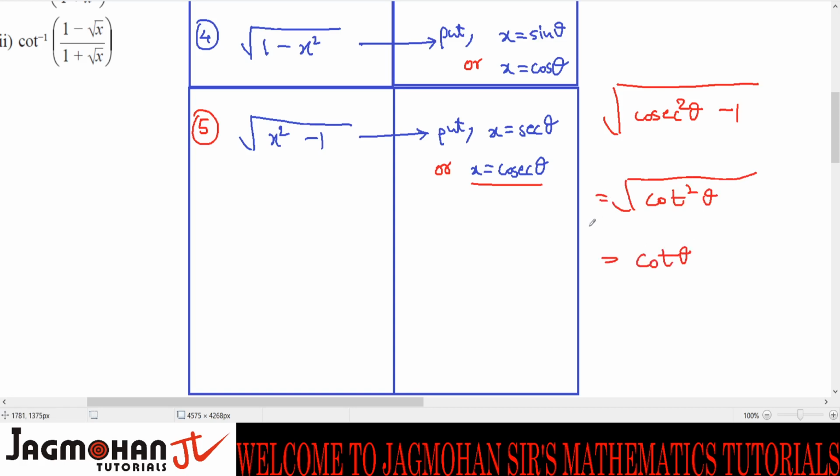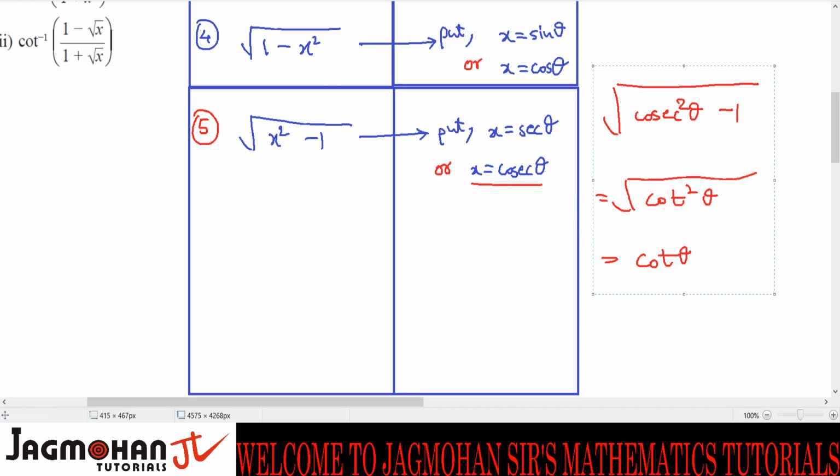Okay. So what I want to tell you is every expression, if you go for a proper substitution, that expression will lead to a formula. And once that formula is there, the whole expression becomes much simpler. The derivative will become very easy. Okay. So this is what you have to see. Then after fifth, we have the sixth one.